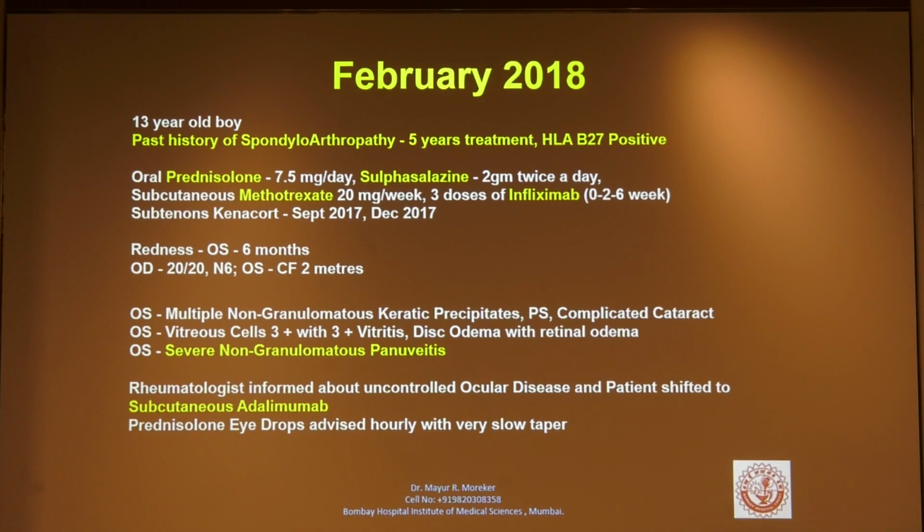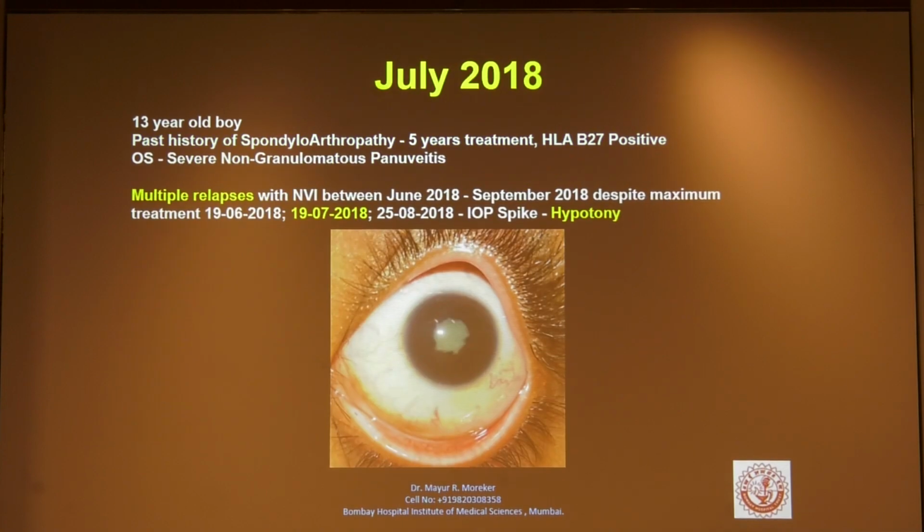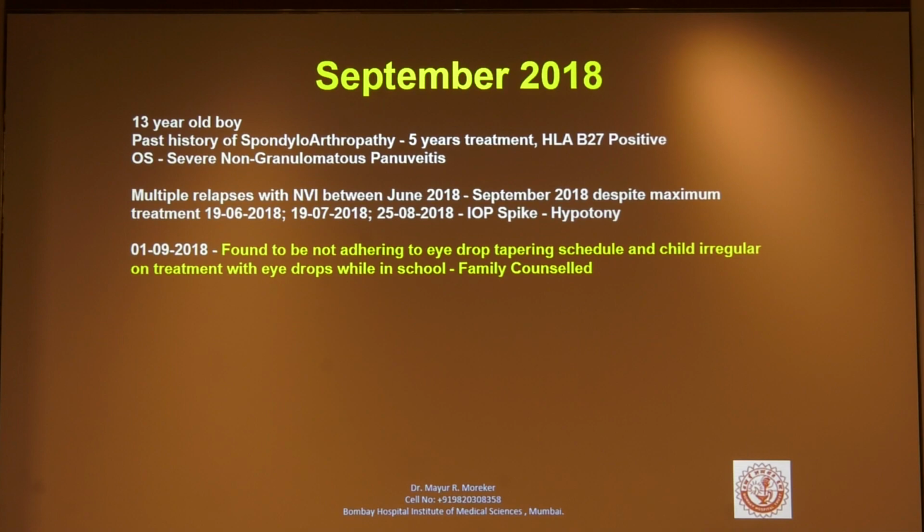A very severe non-granulomatous anterior pan-uveitis, and we requested use of subcutaneous adalimumab. The patient still had multiple relapses, and you see this eye has now become hypotonous. We went back to the history to check whether the patient was compliant, and we found that the family had not been adhering to the treatment regimens.